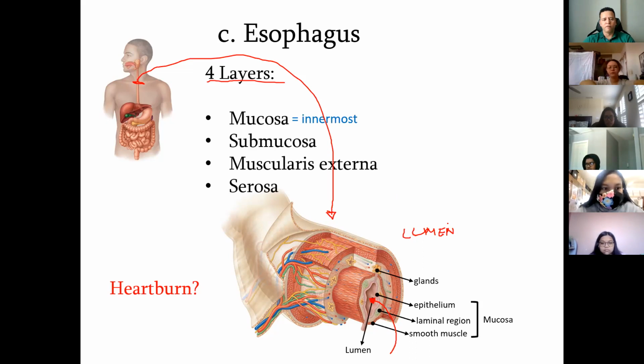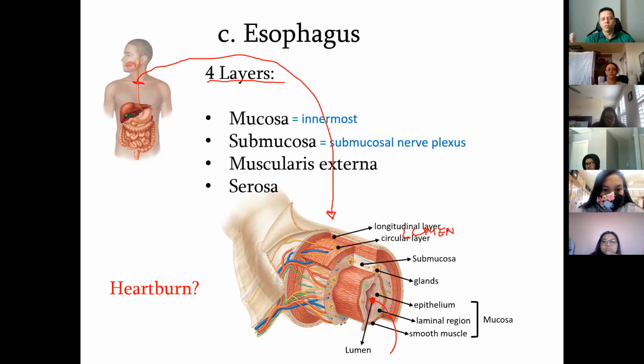The next layer of the esophagus is what we call the submucosa. Within the submucosa, we're going to find a lot of glands that produce mucus and enzymes that will continue the chemical digestion of the food that we ate. The next layer is the muscularis externa, which contains two layers of muscle, one longitudinal, one circular. And finally, we have a serosa that wraps the whole esophagus together, keeps it together, okay?